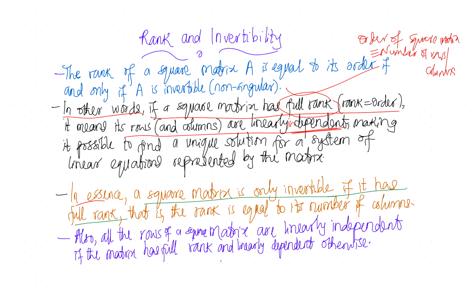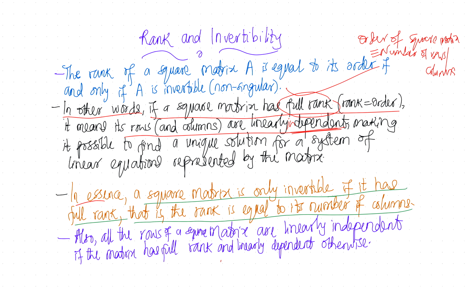So in essence, the square matrix is only invertible if it has full rank. That is, the rank is equal to its number of columns. So if the rank is equal to the number of columns, you say the matrix has full rank. And because it has full rank, you can find its inverse. And because it has full rank, you can say the columns or rows are linearly independent, not dependent.